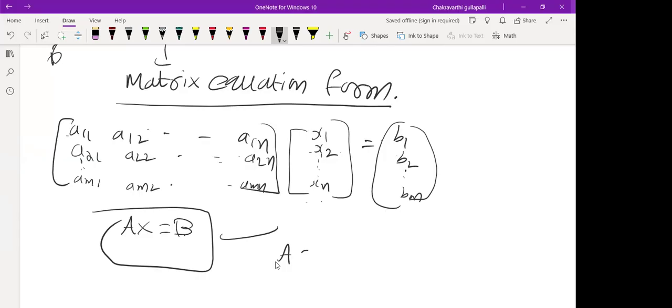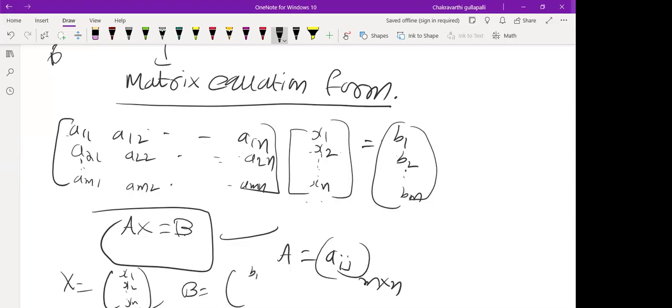So A is what is called the coefficient matrix, Aij, m by n, and X is what is called the unknown or variable matrix, x1, x2, up to xn, and B is what is called the constant matrix, B1, B2, up to Bm. This is m by n. This is the coefficient matrix, this is the variable matrix, this is the constant matrix: Ax equal to b.